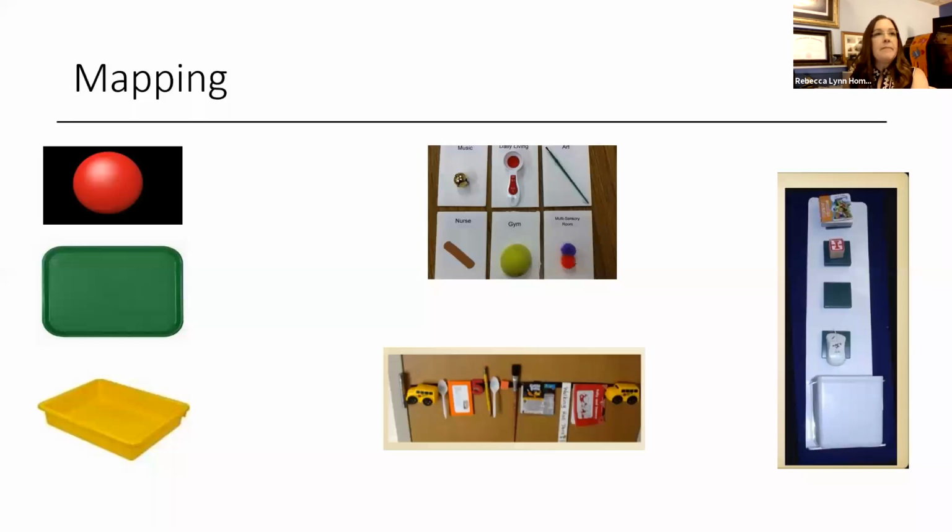Mapping. Let's talk about mapping. So maps can be object-based. They can be used on backlit surfaces. Maps can be three-dimensional or two-dimensional. They can be physical representations of a route or a space, or they can be cognitive representations. They can be mental representations.